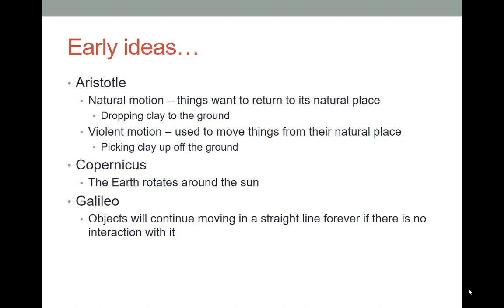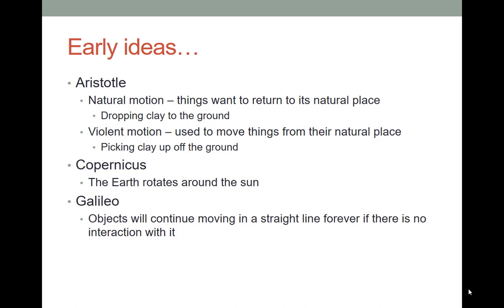Any motion that countered the natural motion is violent motion. So if you picked clay up off the ground, that was a violent motion against the clay. These ideas persisted for quite a few years until a gentleman named Copernicus came along and started thinking about other things, like the fact that the Earth rotates around the sun and not vice versa. Copernicus's ideas were not met with a lot of favor, shall we say, and luckily for us, another gentleman named Galileo came along and took Copernicus's ideas and expanded upon them.